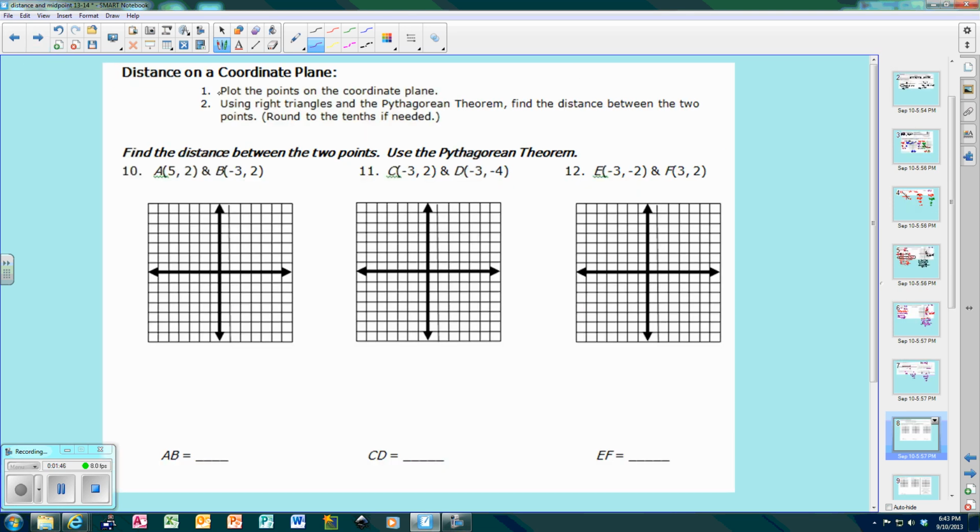Okay, now when we find the distance on a coordinate plane, it is a little bit different. But the first way we're going to do it is by Pythagorean Theorem, because we're all very familiar with Pythagorean Theorem. So the first thing we're going to do here is we're going to plot these points.